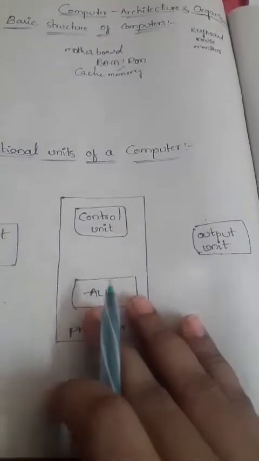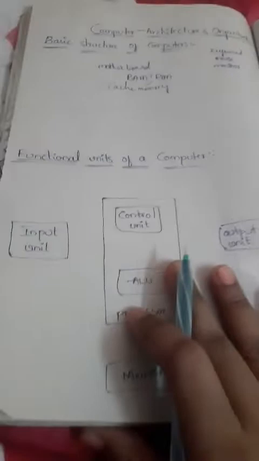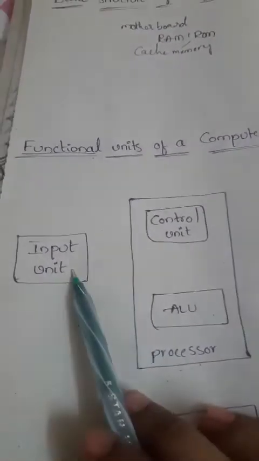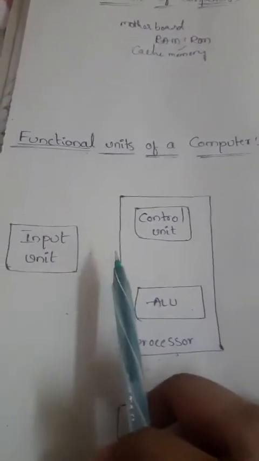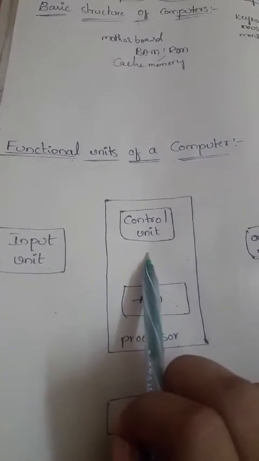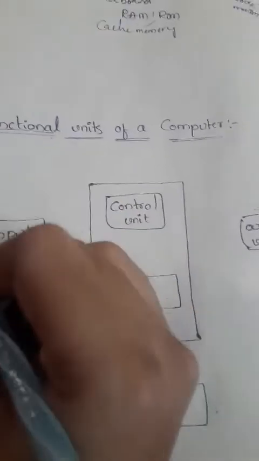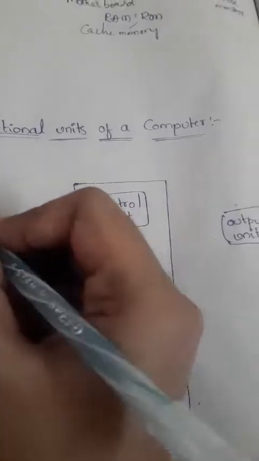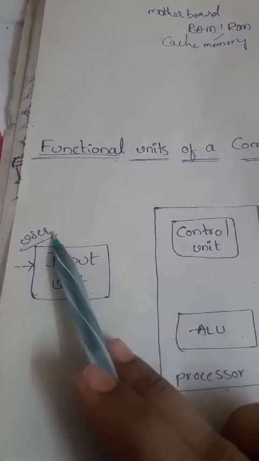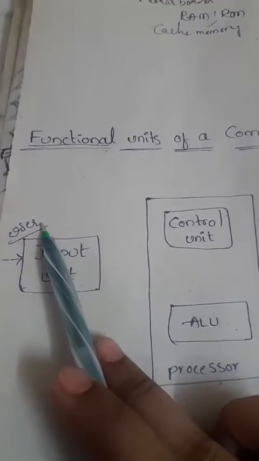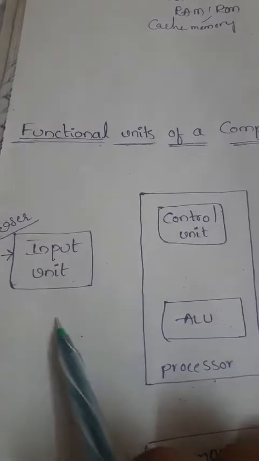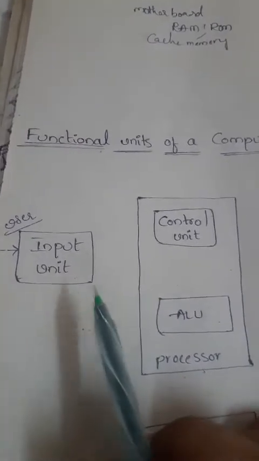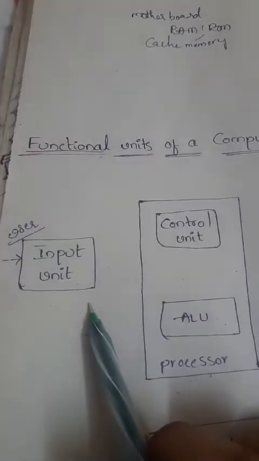Now we will see a brief explanation about these functional units. First, the job of the input unit: whenever the user presses keys on the keyboard or uses the mouse on a computer, the data will be immediately given to the input unit.